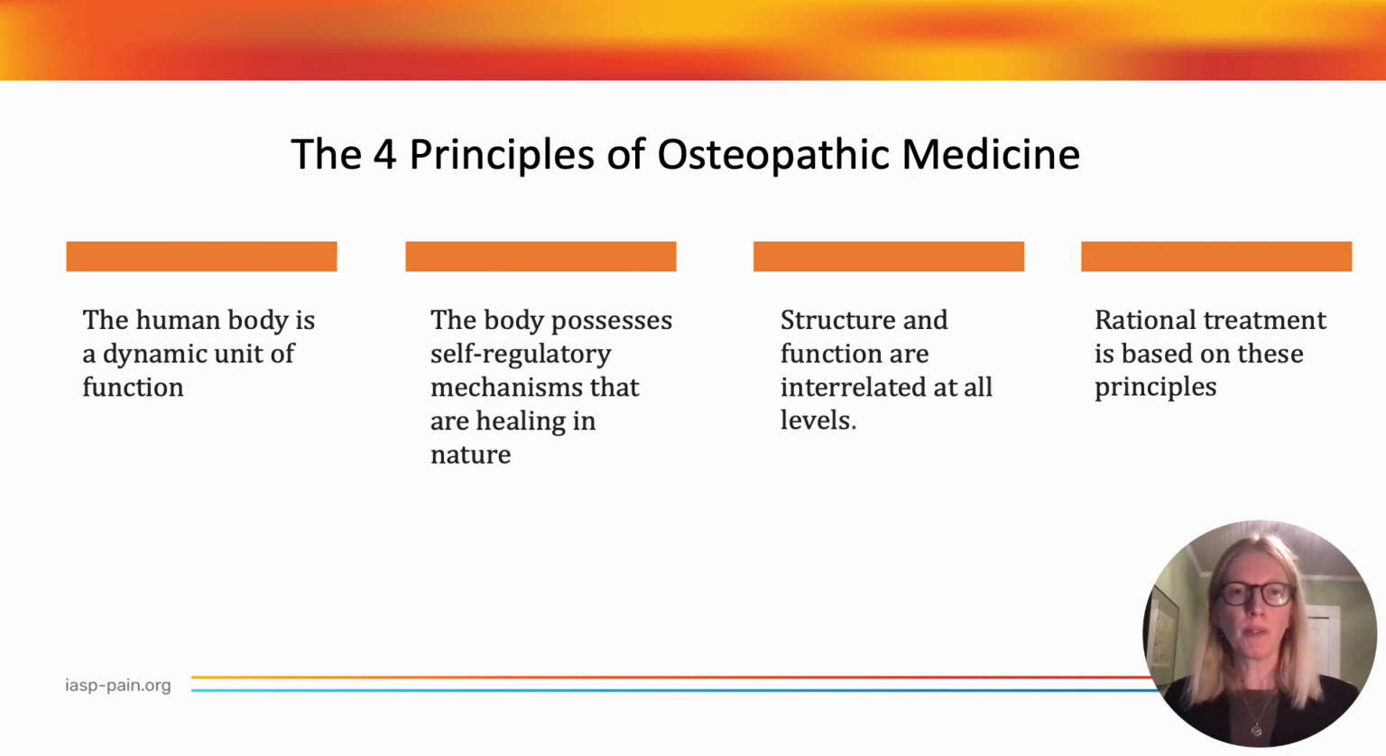And they are that number 1, the body is a dynamic unit of function. Number 2, that the body possesses self-regulatory mechanisms that are healing in nature. The body is always trying to reach a level of homeostasis. Number 3, that structure and function are interrelated at all levels. And then the 4th principle is that rational treatment should be based on these principles.